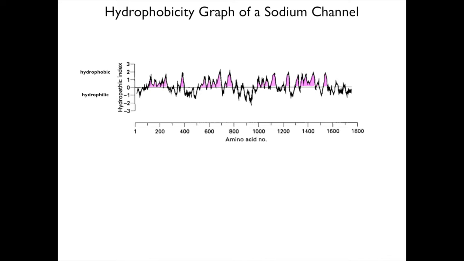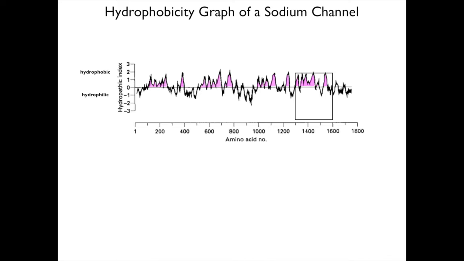Keep in mind that a sequence of about 20 hydrophobic amino acids would span the cell membrane and represents a transmembrane segment. The hydropathic index is plotted on the y-axis, where positive numbers indicate greater hydrophobicity and negative numbers indicate greater hydrophilicity. Notice the colored peaks, each of which is composed of about 20 or 25 amino acids.